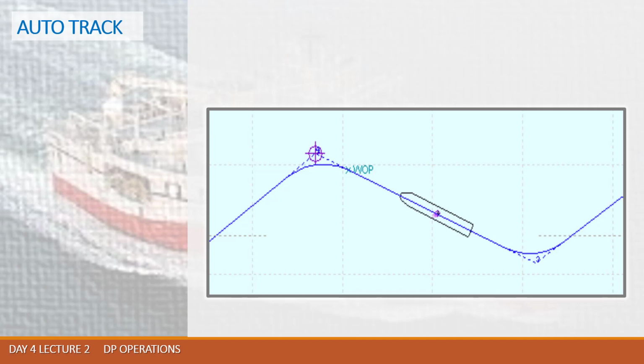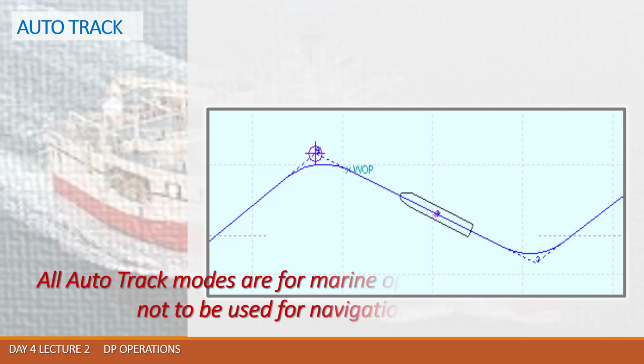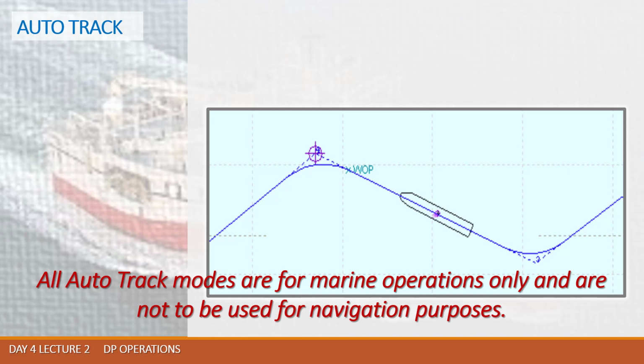All auto track modes are for marine operations only and are not to be used for navigation purposes. Remember that those modes are fuel consuming and are not connected with the normal vessel's operational speed. So generally we proceed in low speed mode, less than 3 knots, as you remember.